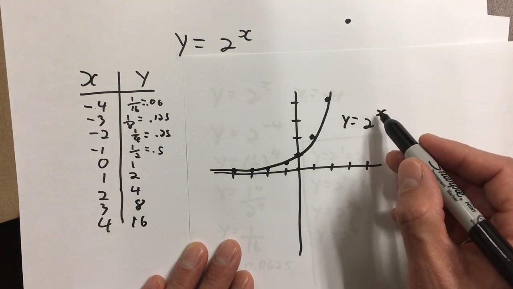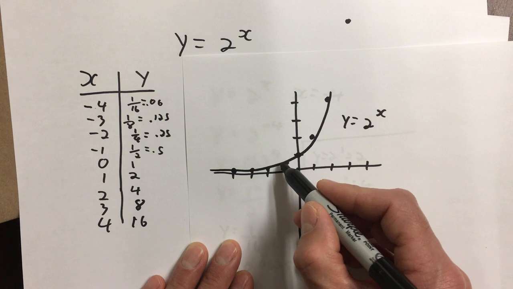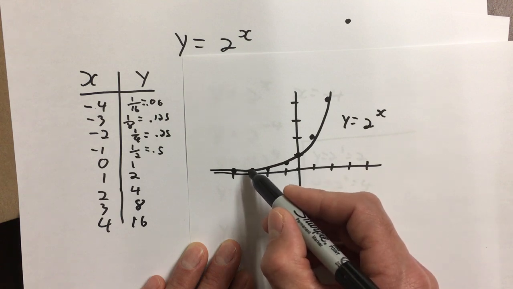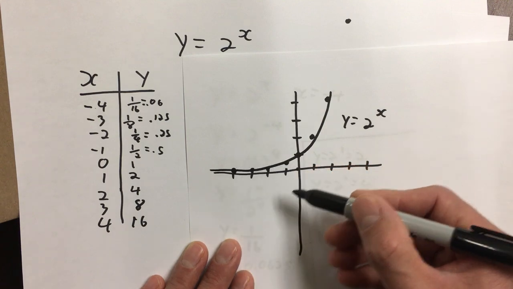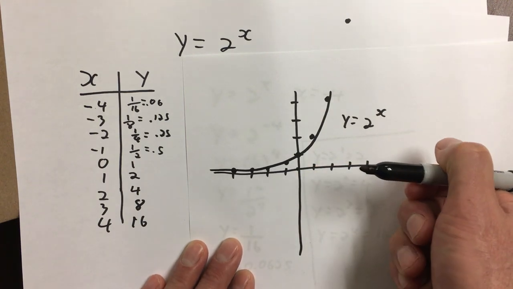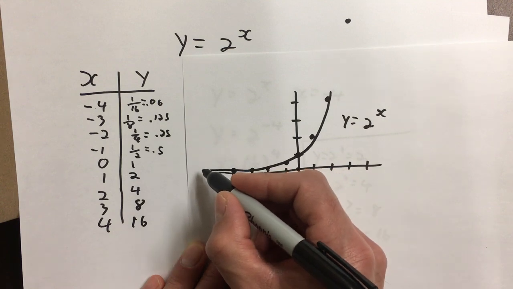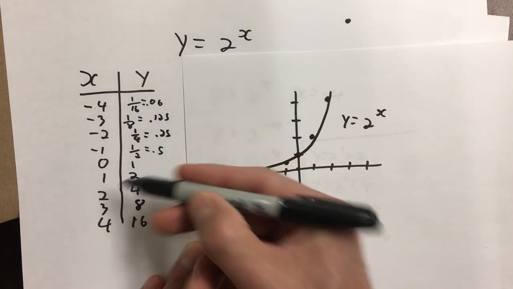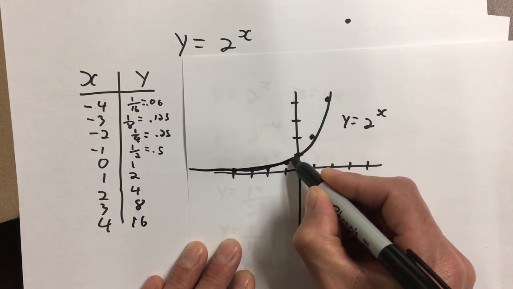Notice when x is negative, we get values that get closer and closer to 0. We call that it asymptotically approaches 0. We have numbers that get closer and closer to 0, but they never quite reach. So if we were to go to negative infinity this way, we'd have a flat line. And it slowly makes its way up.